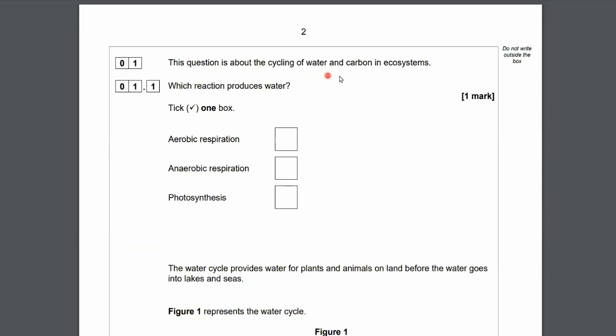Here's question 1. This question is about the cycling of water and carbon in the ecosystems. Which reaction produces water? Tick one box. We got aerobic, anaerobic, and photosynthesis as our possible answers. Let's write out the three equations here.